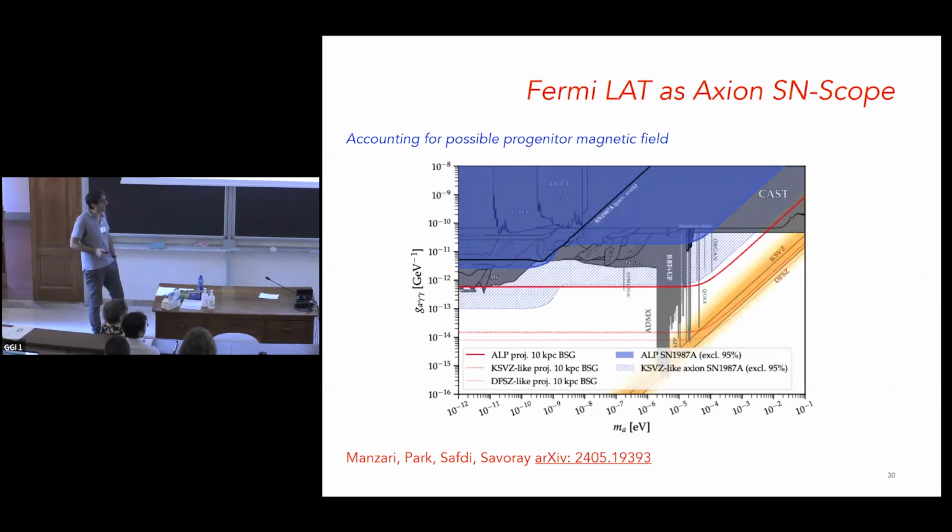So last slides, very last, like two or three slides. Just want to mention some very recent papers that came out a few weeks ago. One is from Safdi and Claudio Manzari and his group, Safdi's group from Berkeley, and they consider the possibility that the supernova has its own magnetic field.